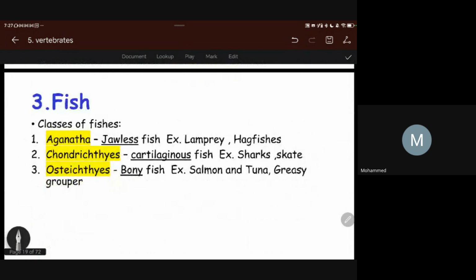We have the agnathan, which is jawless fish. They do not have a jaw. And we have the chondrichthyes, which are cartilaginous fish. They are made up of cartilage. And we have the osteichthyes, which are made up of bone. Osteo comes from bone, and chondra comes from cartilage.